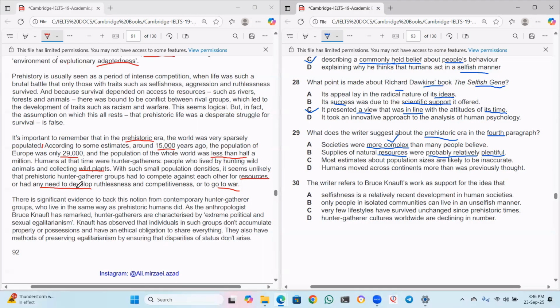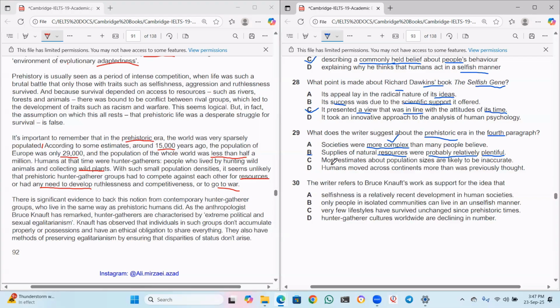It seems unlikely that these groups had to compete against each other for resources. Why would they compete? Population is very less and the resources are very high. So there is no need to compete, right? Or had any need to develop the ruthlessness or go to war. That's what he said. Supplies of natural resources, maybe, yes, maybe. B can be the answer, guys. I'm just keeping B on hold. B is also very close, but let us read the other options also.